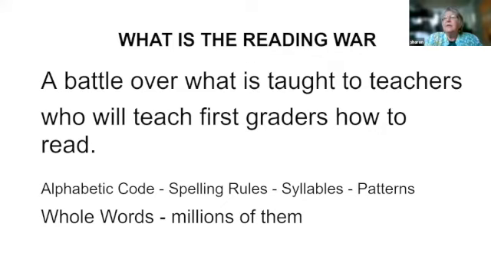Okay, the alphabetic code, spelling rules, there's 30 spelling rules. Now the alphabetic code, there's 70 symbols that stand for 44 sounds. Yeah, we do not have a simple language, a written language.